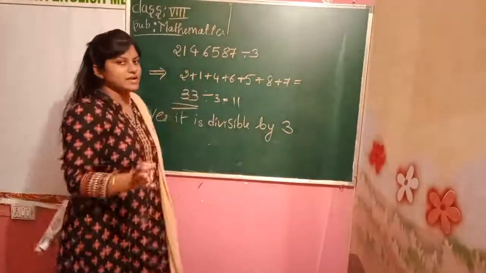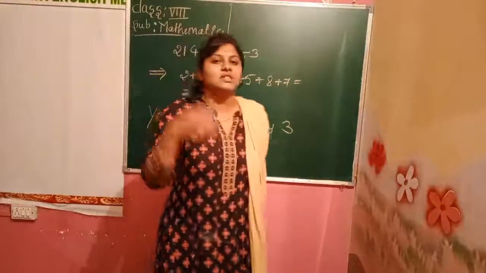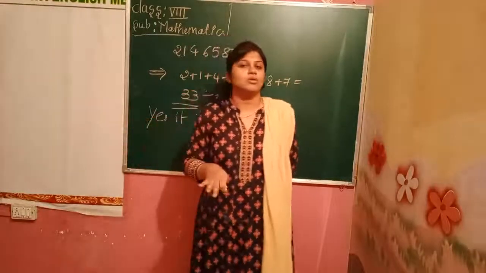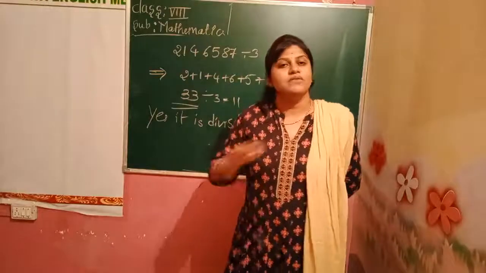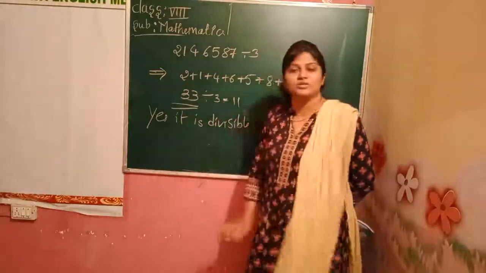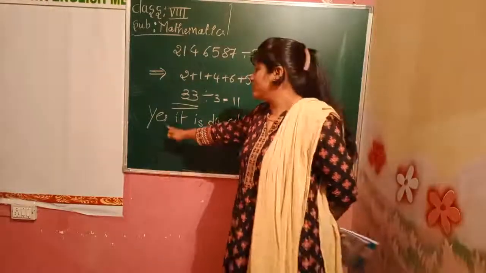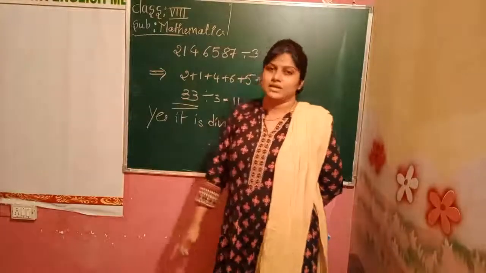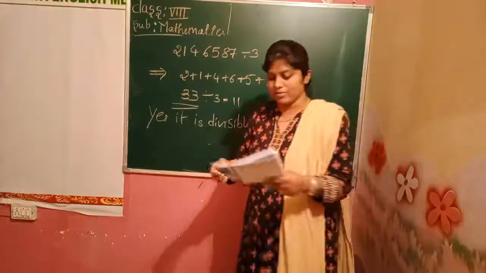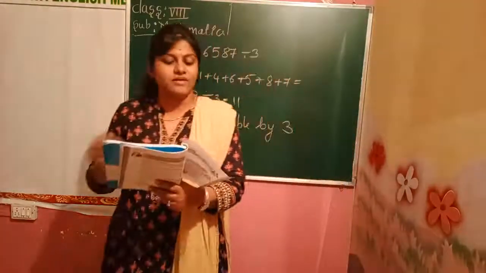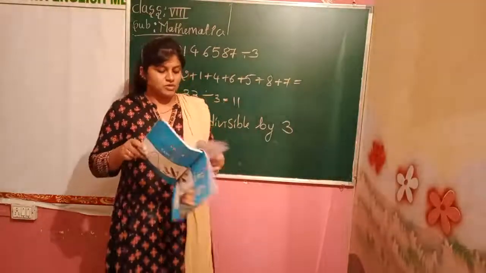Simple, right? We are just expanding it. After that we are adding. After adding we are checking whether that answer is in the table or not. If it's not there, then write no, it is not divisible. If it's there, then we write yes, it is divisible by 3. Okay, other number. We'll move on to our exercise now.